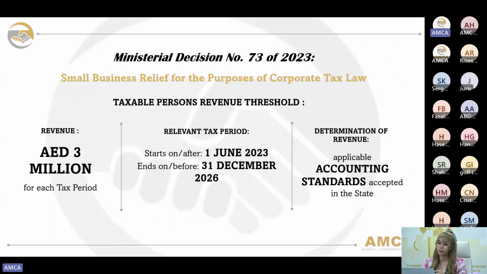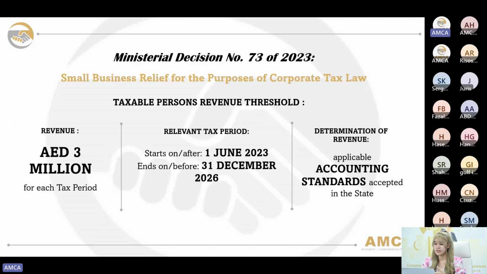Now we're moving on with the small business relief. This is specifically in reference to Ministerial Decision number 73 of 2023, which refers to the small business relief for the purpose of corporate tax law. On availing or electing for a small business relief, there are certain conditions that a taxable person must meet.